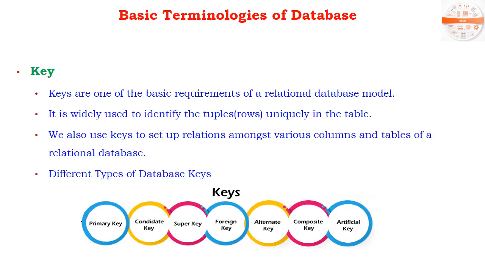And next one is a key. Keys are one of the basic requirements of the relational database model. It is used to identify the tuples, that is the rows, uniquely in the table. We also use the key to set up the relation amongst various columns and tables of the relational database. There are different types of database keys: primary key, candidate key, super key, foreign key, alternate key, composite key, artificial key. We'll discuss them one by one in detail.